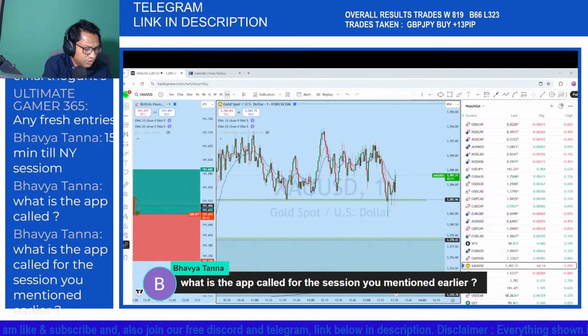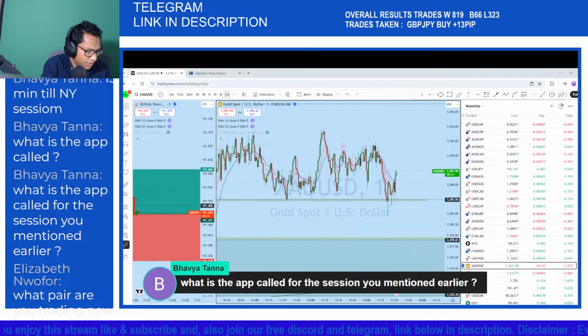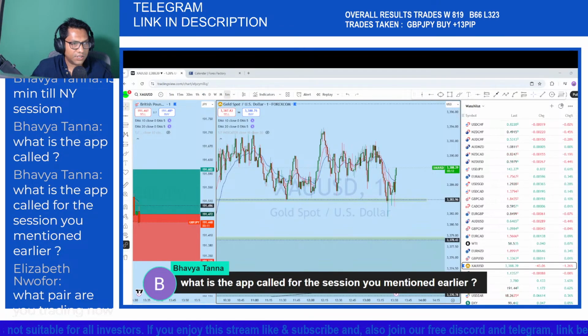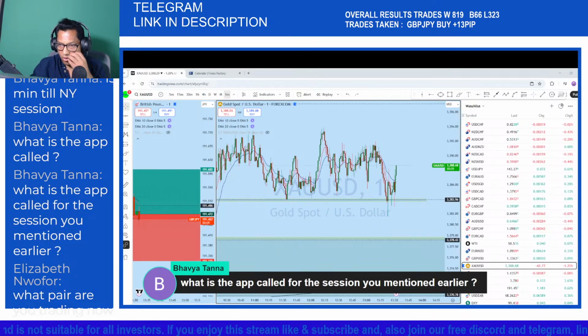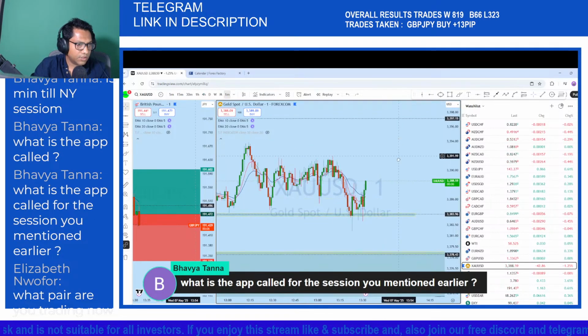In that app, I can see the open market and closed market. Open markets: New York 9:32 a.m., Frankfurt 3:32 p.m., London 2:32 p.m. Closed markets: Tokyo 10:32 p.m., Hong Kong 9:32 p.m., Sydney 11:32 p.m. So it's easy to understand which market is open and which market is closed. Anyone can download it.